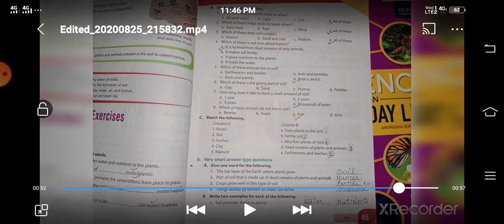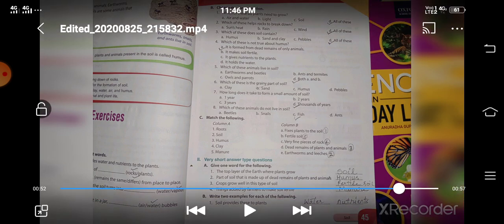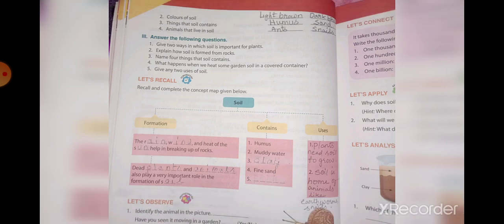Write 2 examples for each of the following. So first one is soil provides these to plants, that is water and nutrients. Second one, color of soil is light brown and dark brown. Things that soil contains: humus and sand. Animals that live in soil: ants and snail.